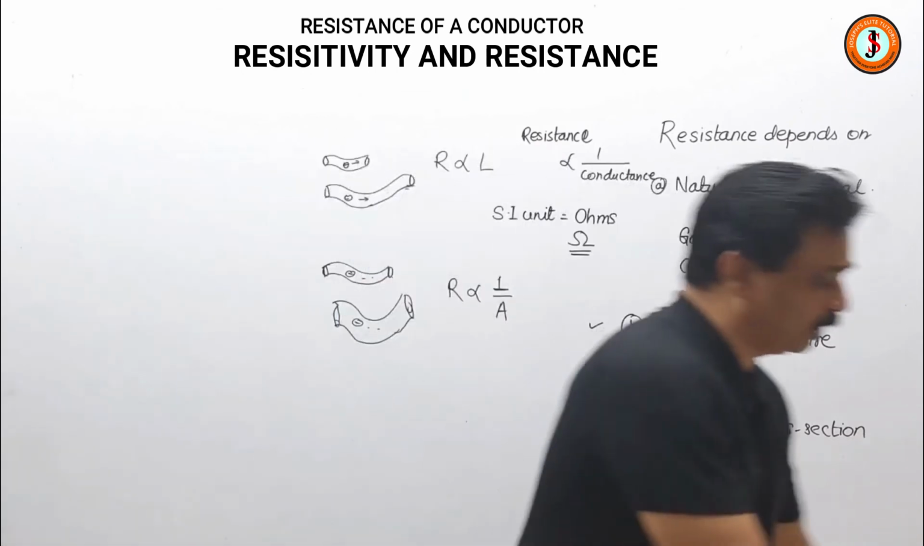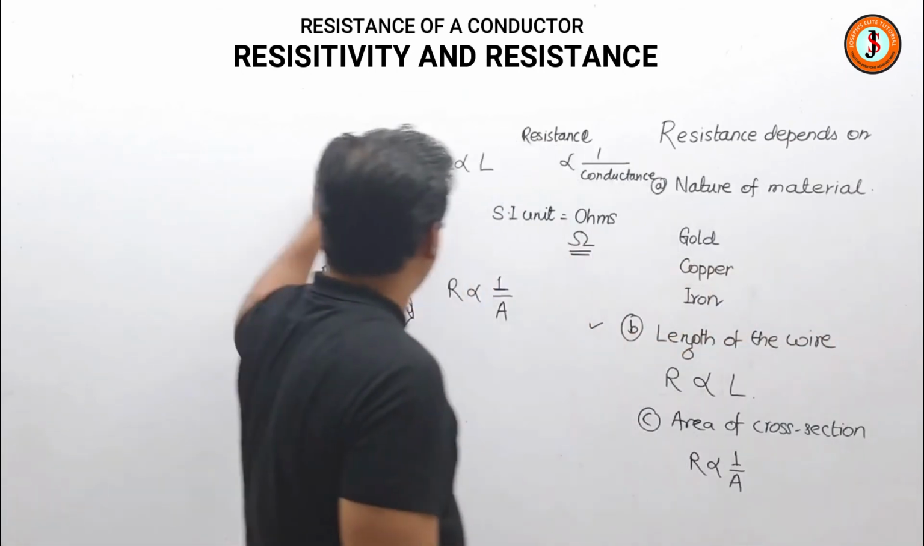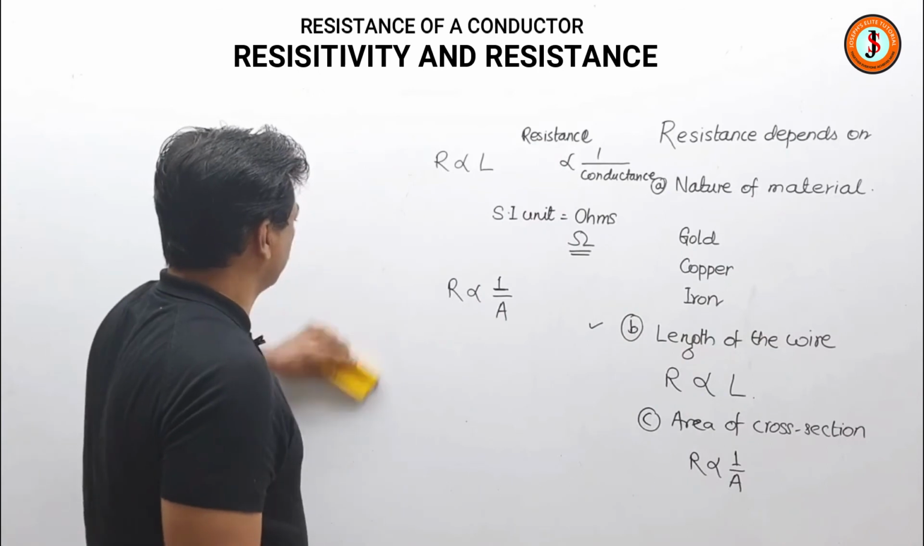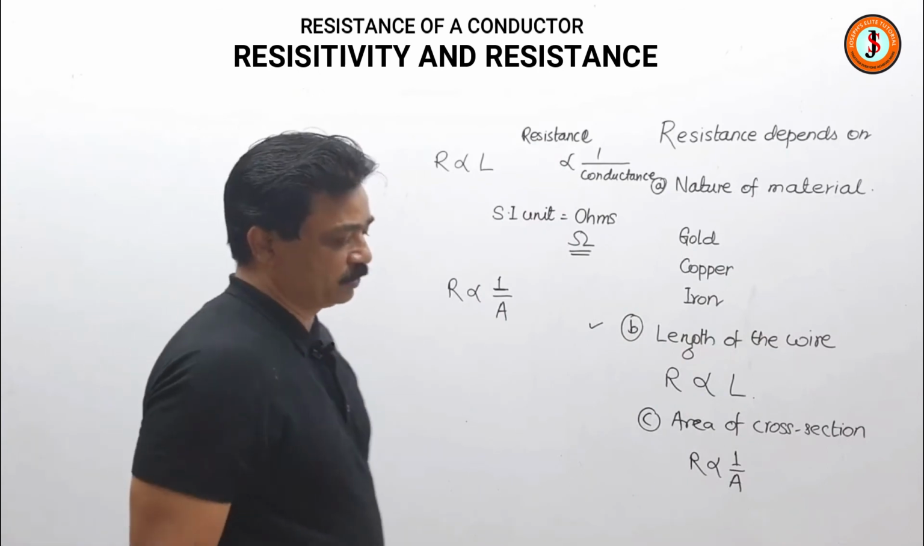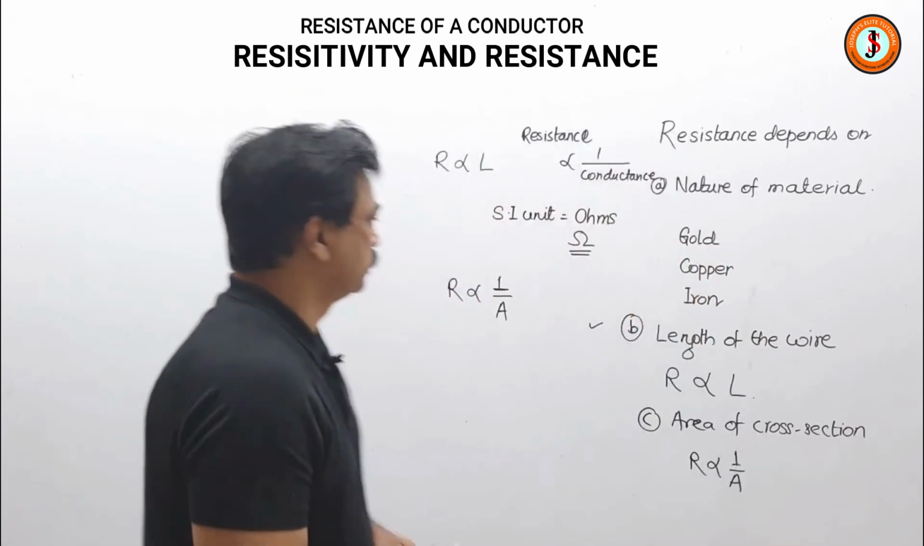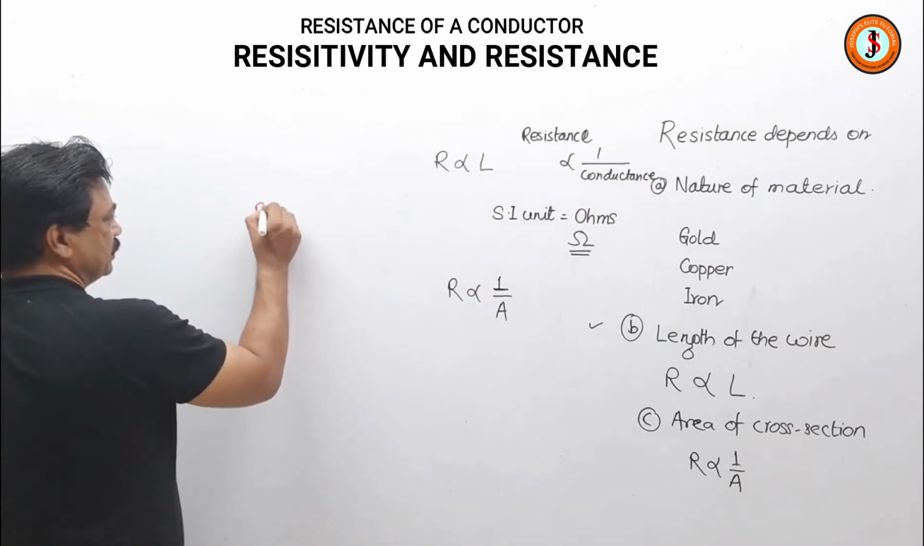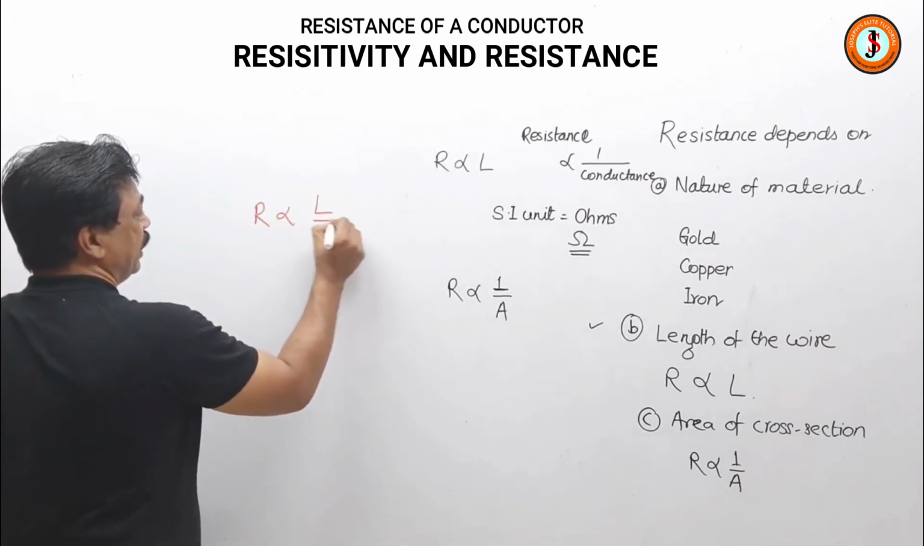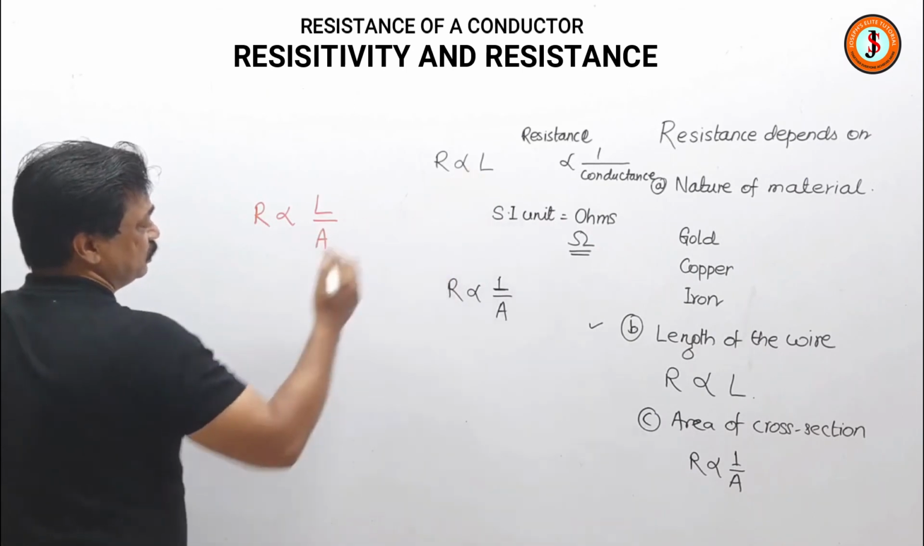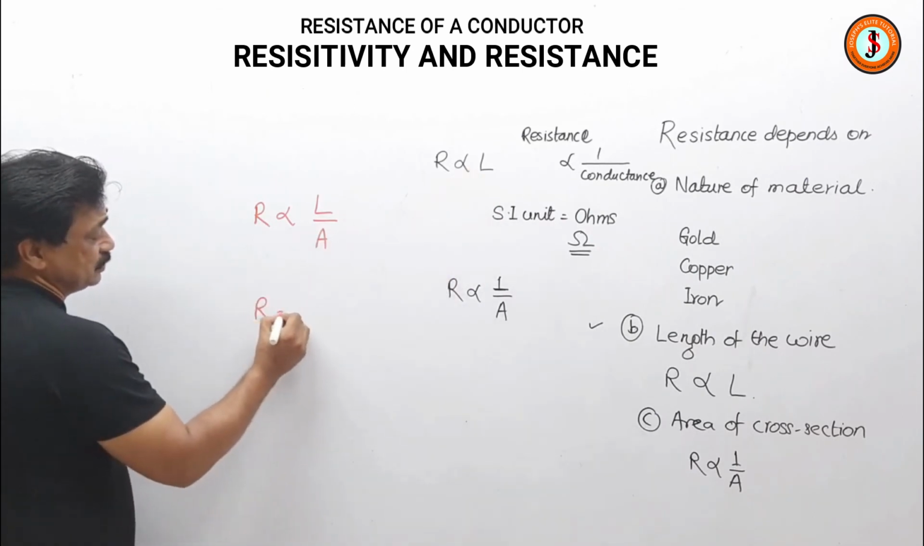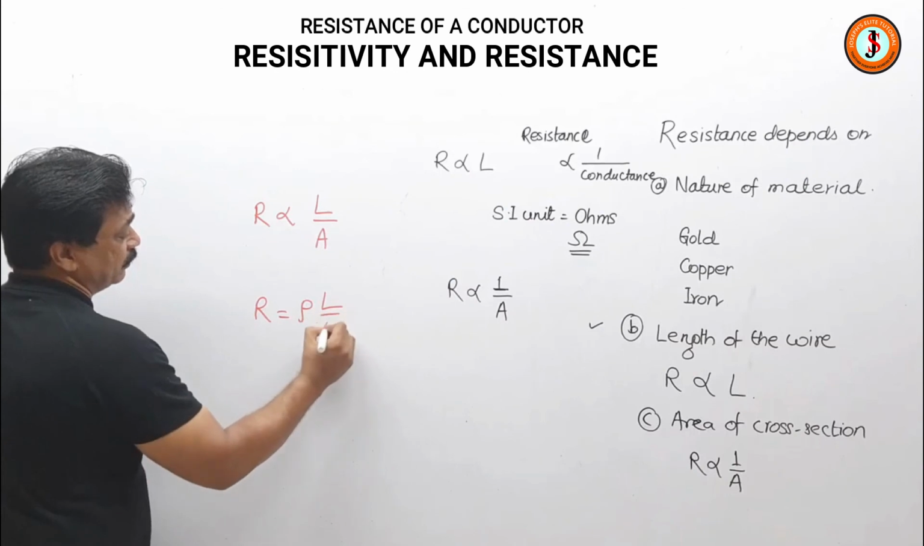So I rub the board and use some mathematical expression to derive a relation. Let us have a look. Resistance is proportional to L by A. Now I can write, using these two, that resistance is equal to rho L by A.